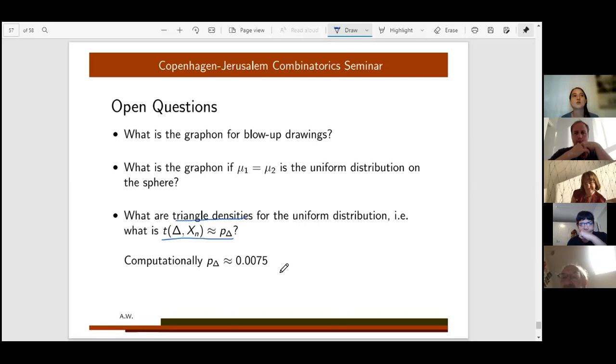But we could also just ask more topological questions. How do graphons for intersection graphs look like? If we have a sequence of graphs which converges and random drawings of these graphs on the sphere, does then the sequence of the drawings converge? Things like that. So a lot of questions to ask here.